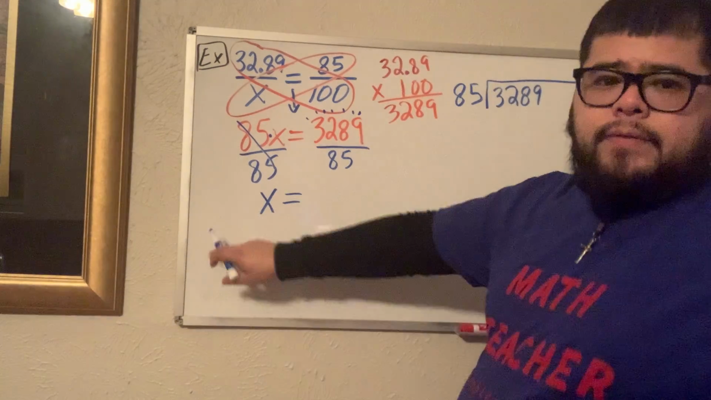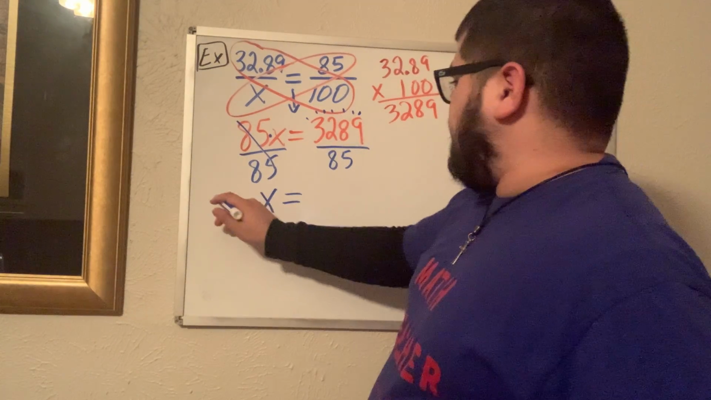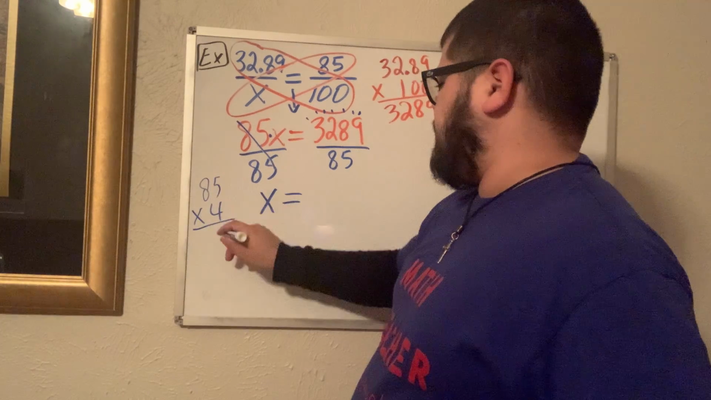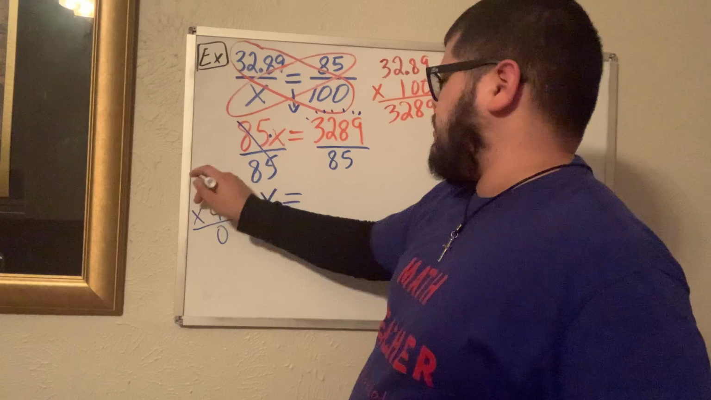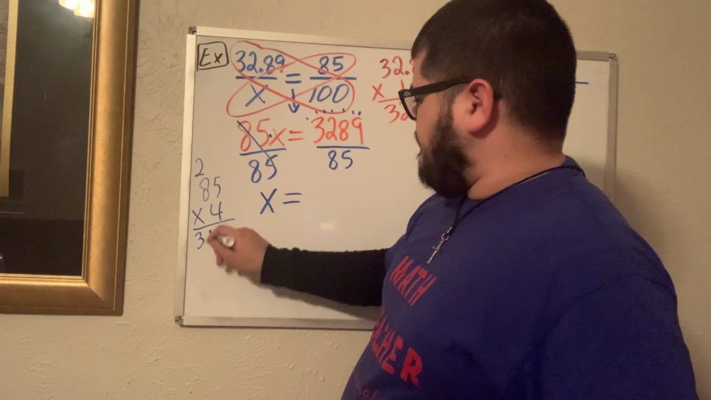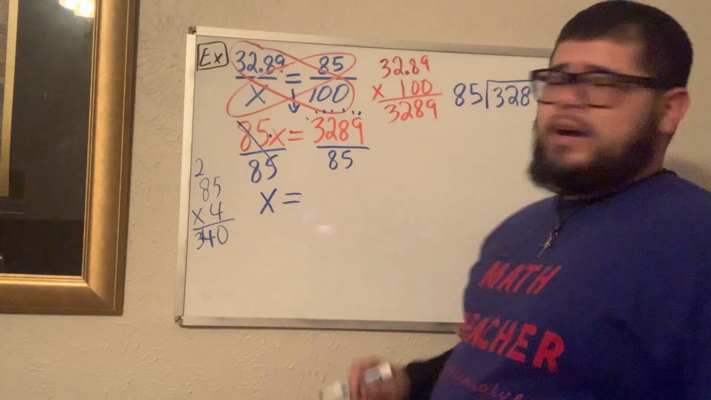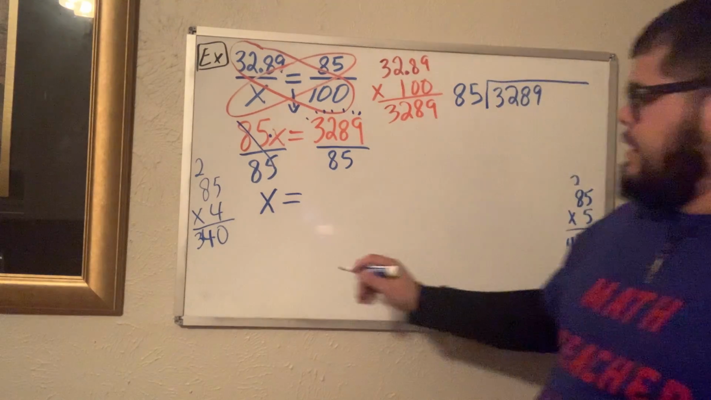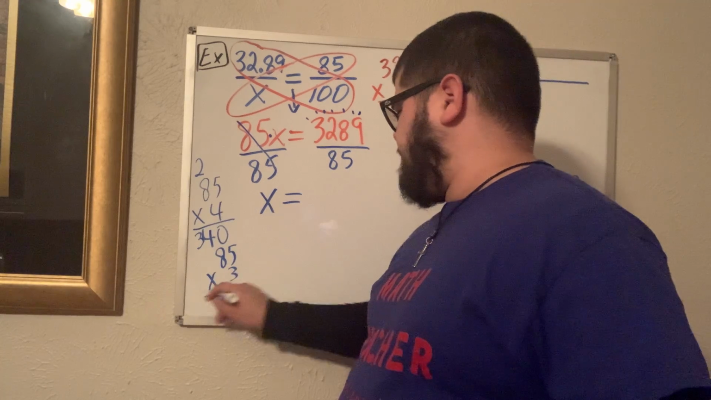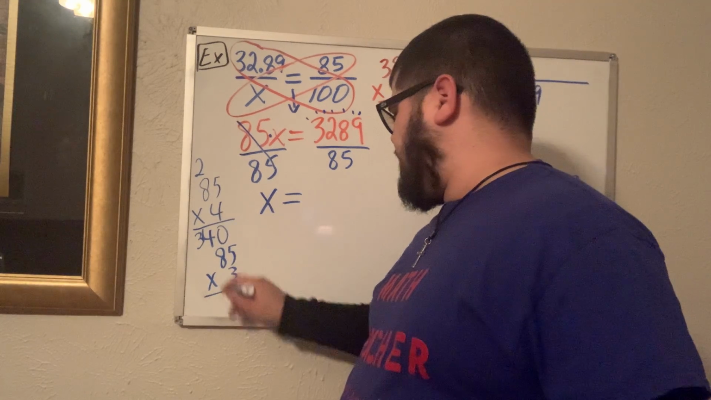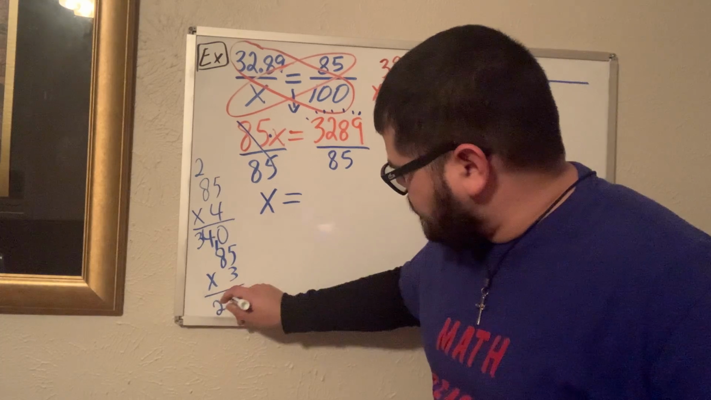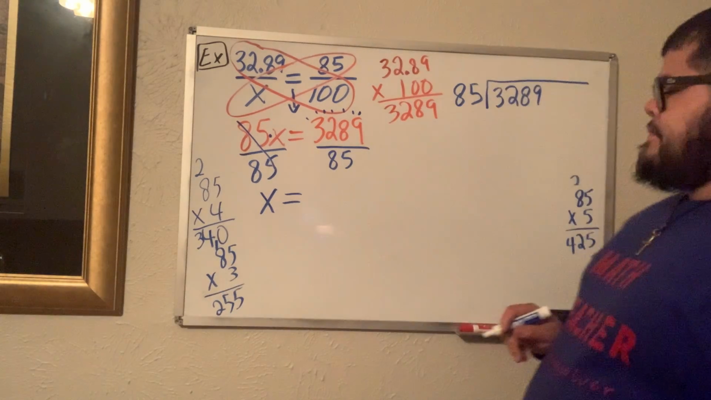We can do some of the math on this side too. So 85 times 4. 4 times 5 is 20. Carry my 2. 8 times 4 is 32 plus 2, that's 340. That is still too much. We need 328, right? So 85 times 3. 3 times 5 is 15. Carry my 1. 8 times 3 is 24 plus 1, that's 255. That's going to have to do.